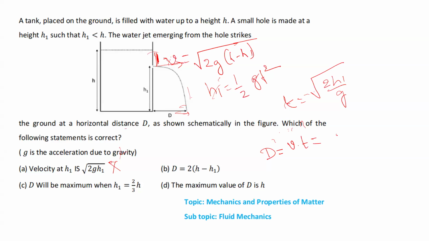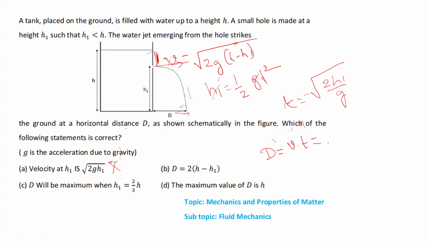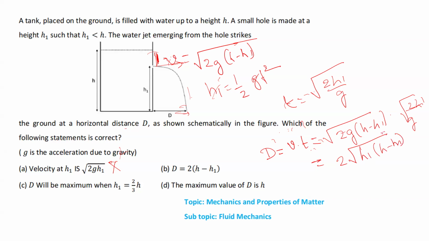So v from the above, we have found the expression as root over 2g(h minus h1), and t is root over 2h1 by g. So g and g cancel out, and here we get 2 into root over h1 into (h minus h1), right? So it is not simply h minus h1, this is a root over. So this option is also not correct.